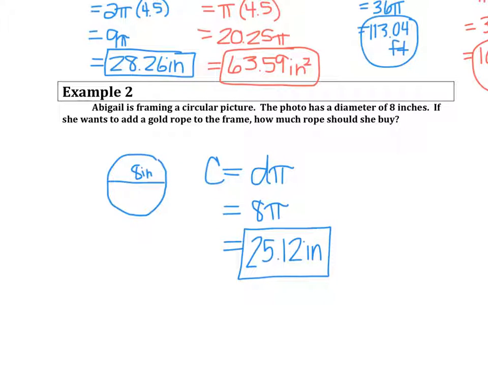So she should buy, now if this was Abigail, she should probably buy 25.12 inches of rope, but she probably wants to buy a little bit more if she needs to cut some off. So probably like 26 inches of rope would work.